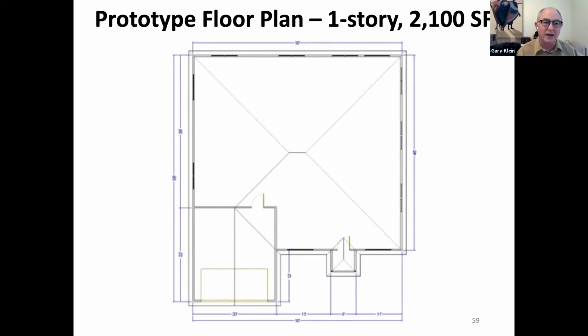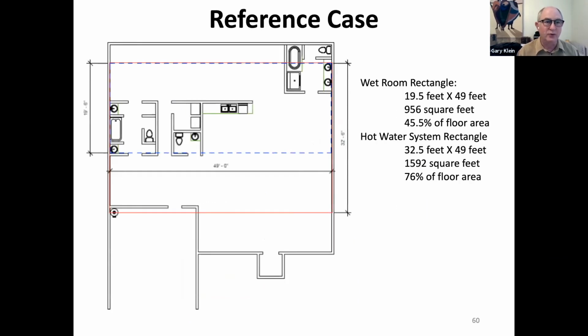So we had to design a floor plan for the house. It's a 2,100 square foot house. How many bathrooms does it have? How many bedrooms does it have? Remember, the commission's model doesn't say what it is. We had to pick what it is. So for 2,100 square feet, we decided to put in the wet rooms like this. And we have 45% of the area is related to the wet rooms. 76% is related to the hot water system.